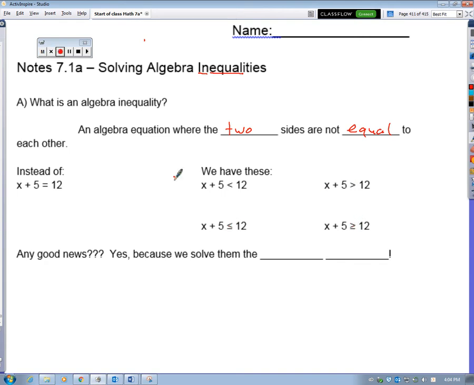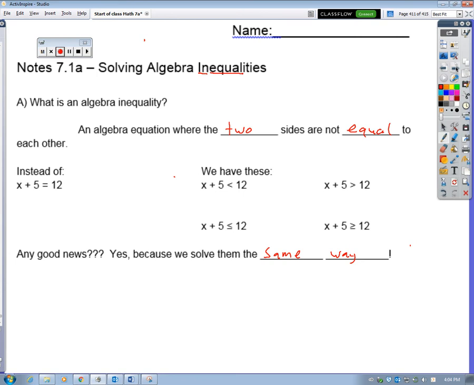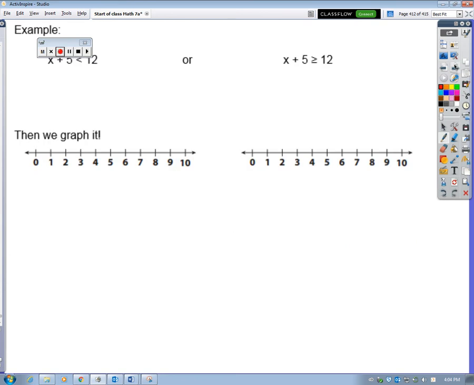Okay, that's what an algebra inequality is, and when we go about solving them, I have some good news for you guys. Okay, some good news, a positive, that we solve them the exact same way that we did in Chapter 6. Okay, isn't that great? We're going to use the same exact steps. Alright, so let's take a look at this and see exactly how we go about doing this.